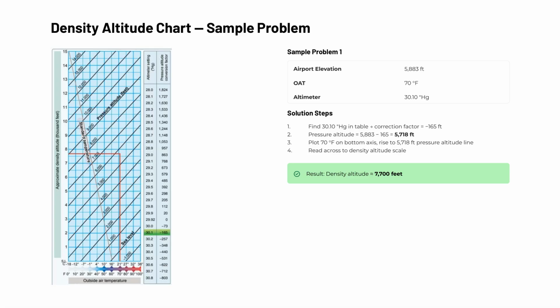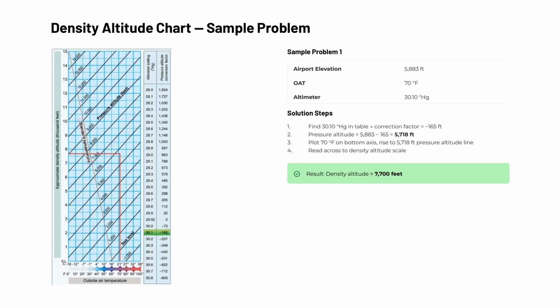5,883 minus 165, and we get a pressure altitude of 5,718 feet. Now take that value to the density altitude chart. Find 70 degrees Fahrenheit along the bottom axis. Move straight up until you intersect the 5,718-foot pressure altitude line. Then read horizontally across to the density altitude scale on the left. The result is approximately 7,700 feet.